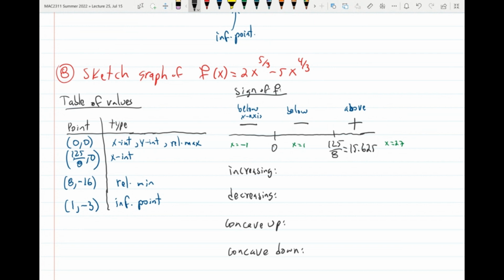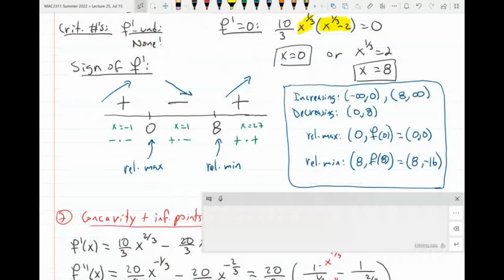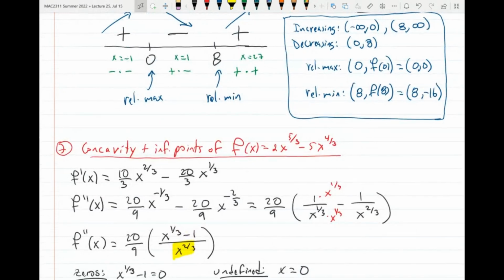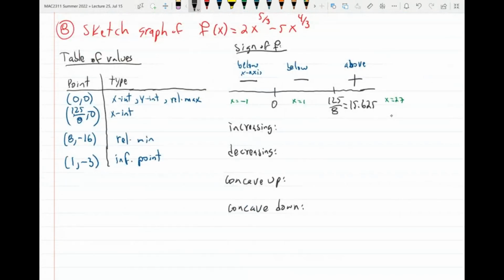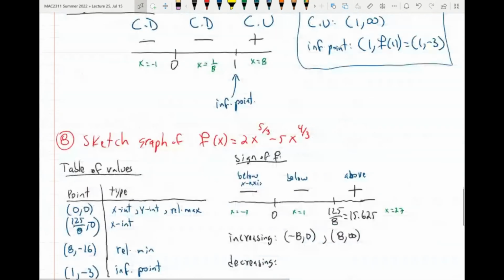Now here in all of this, we actually have most of the information. We already know the end behavior from the top, so I don't need to rewrite it here, and there are no special asymptotes. So let's see, increasing: negative infinity to 0, and 8 to infinity. It's coming from the blue box, negative infinity to 0, and then 8 to infinity. Then decreasing: 0 to 8.